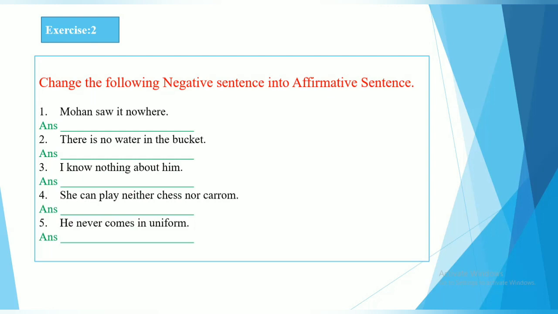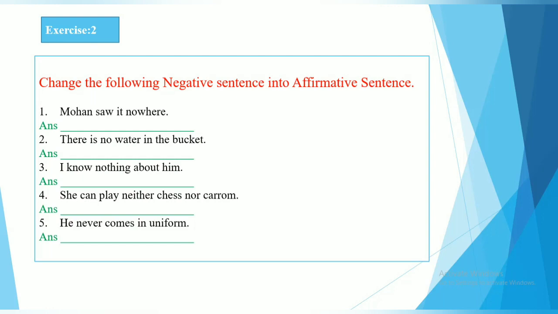Number 3. I know nothing about him. What is the answer here? You can say, I know something about him. Number 4. She can play neither chess nor carom. Answer is, she can play either chess or carom.